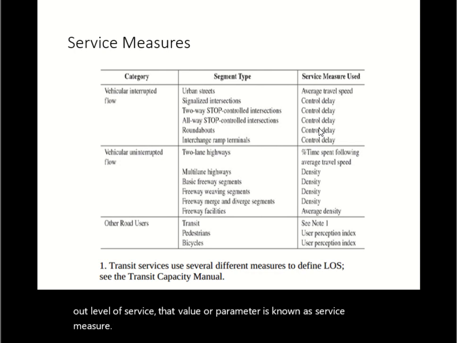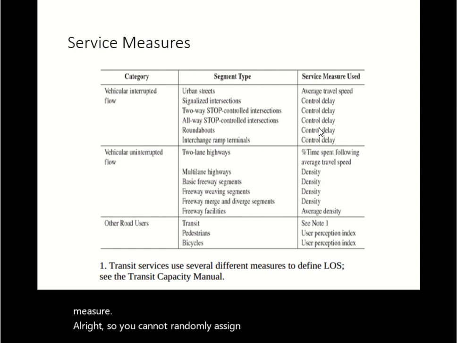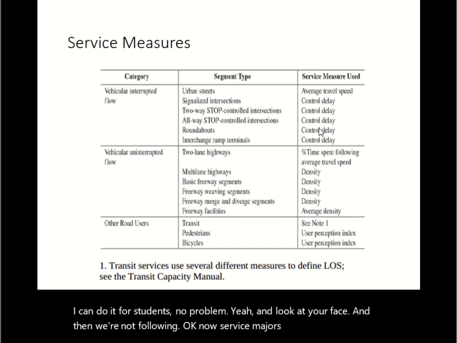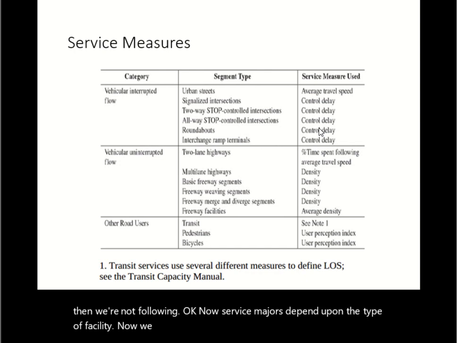Alright, so you cannot randomly assign A and B and C to highways. I can do it for students, no problem. You can look at your face and tell, but not for highways. Now, service measures depend upon the type of facility. Now we are doing which type of facility? In this chapter, we are doing which type of highways?